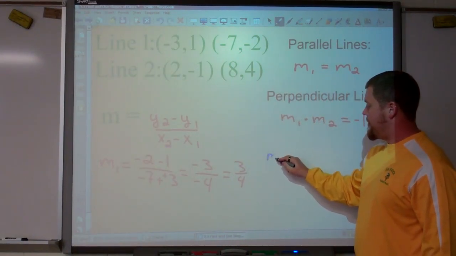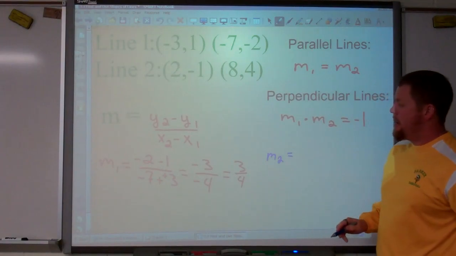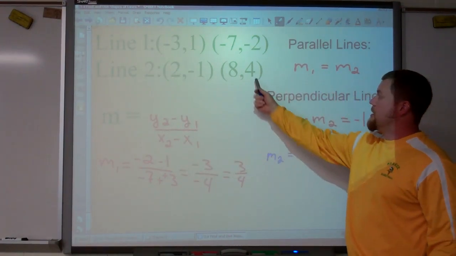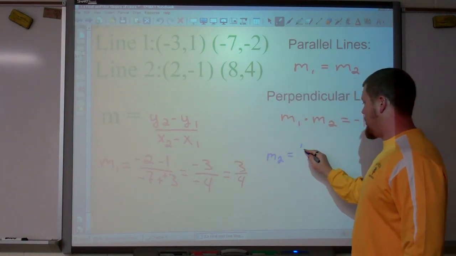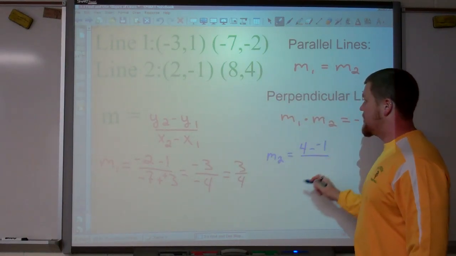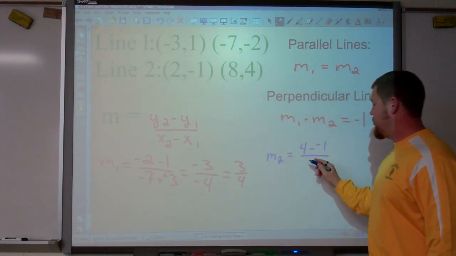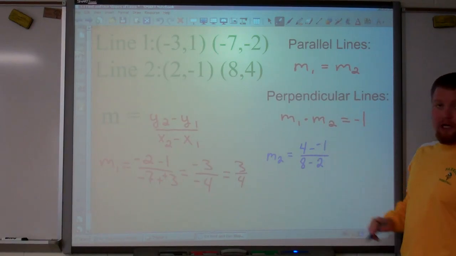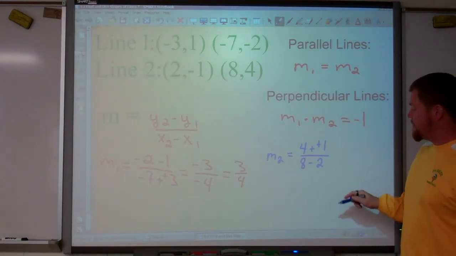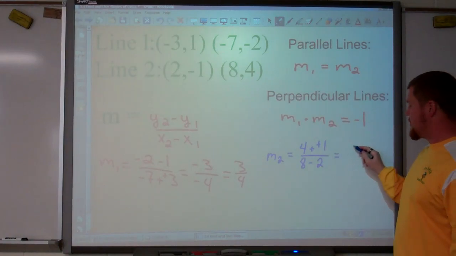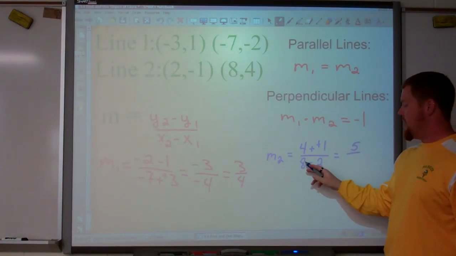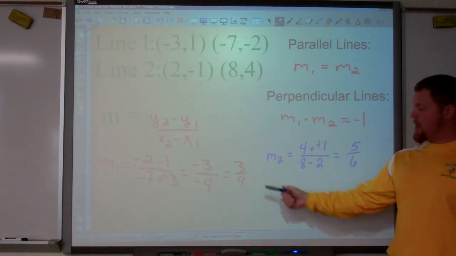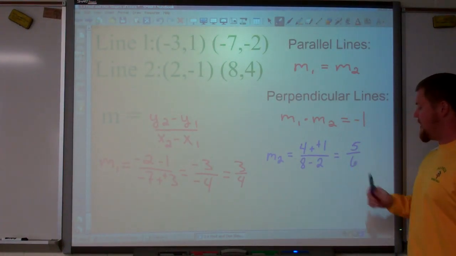Slope of line 2. Again, changing the y divided by changing the x's. So I got 4 minus a negative 1 divided by 8 minus 2. Again, subtracting a negative, we add the opposite. So 4 plus 1 is 5 divided by 8 minus 2 is 6. 5/6. So slope of line 1 is 3/4, slope of line 2 is 5/6.